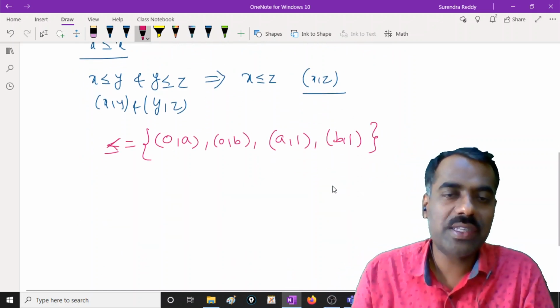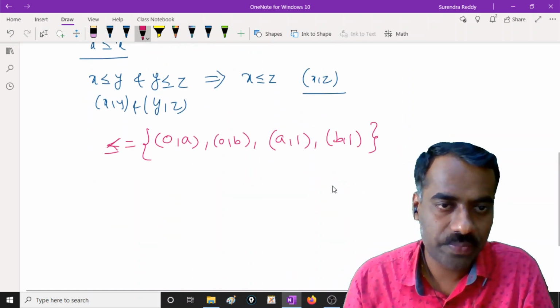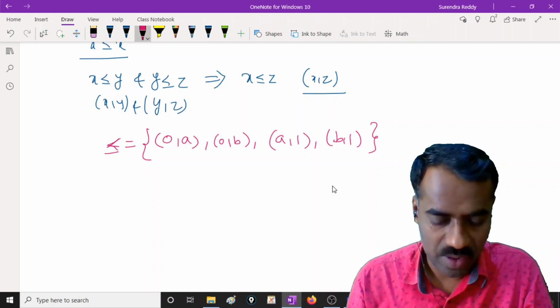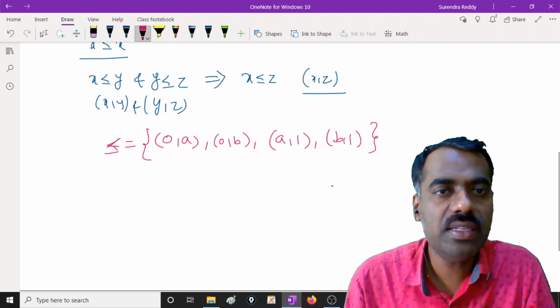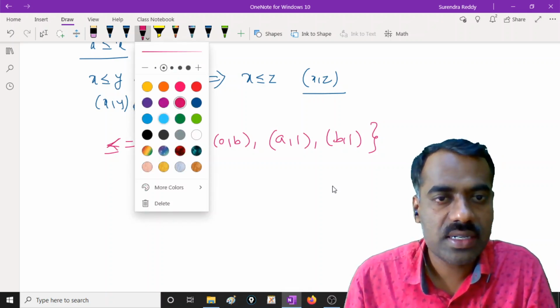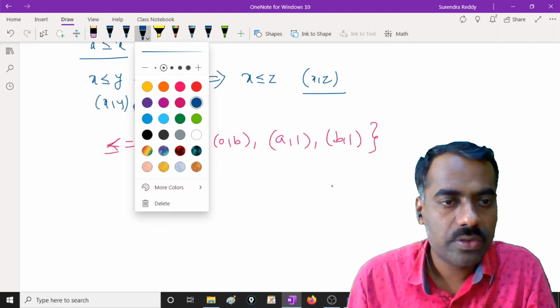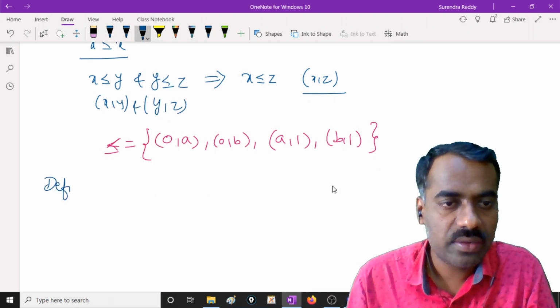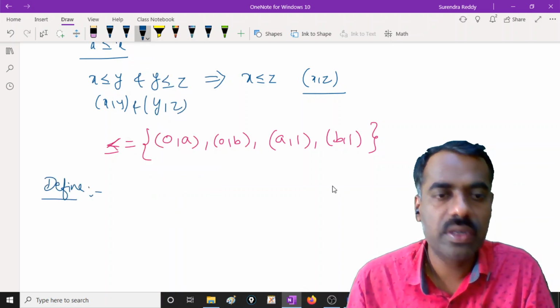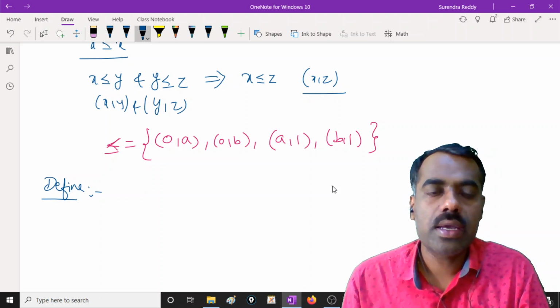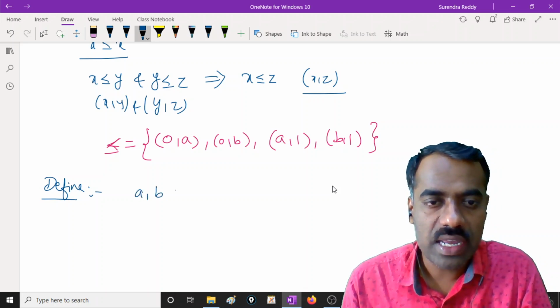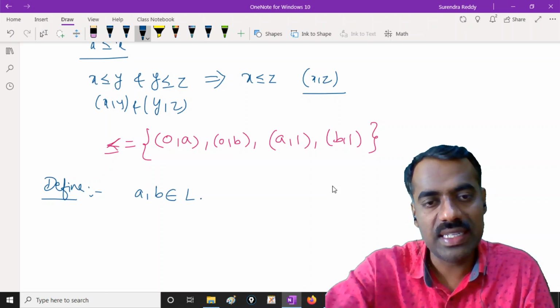So how can we represent this in the form of a diagram? For this, we define what is meant by covering. Take a comma b, two elements in this set or lattice.